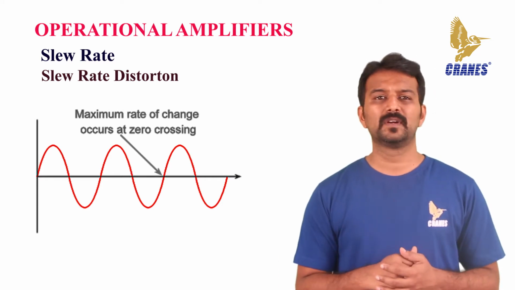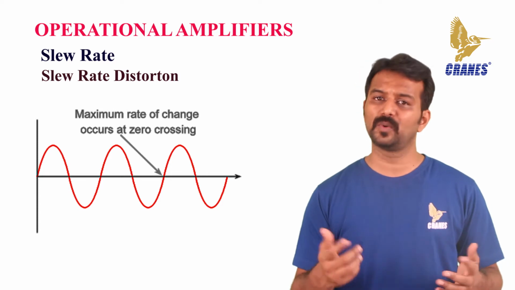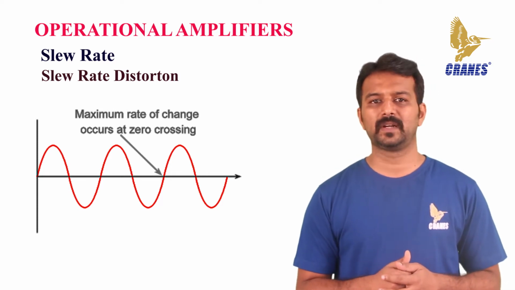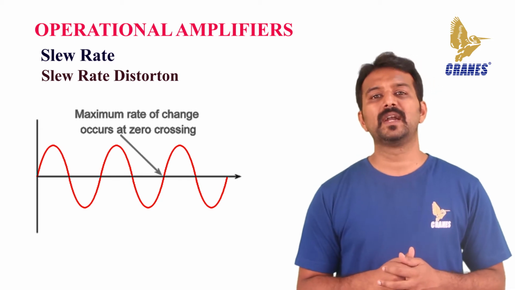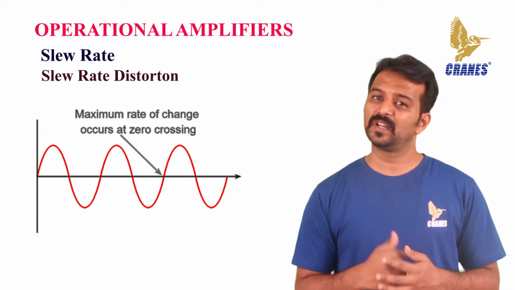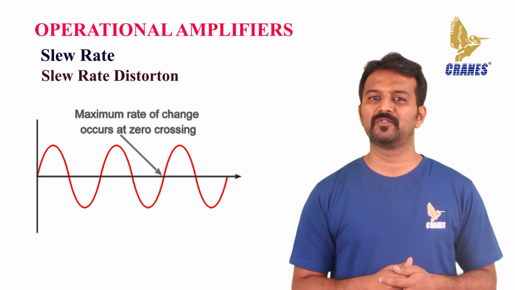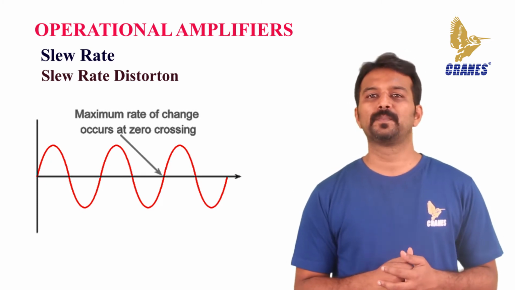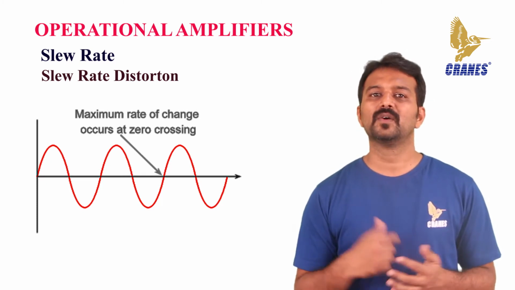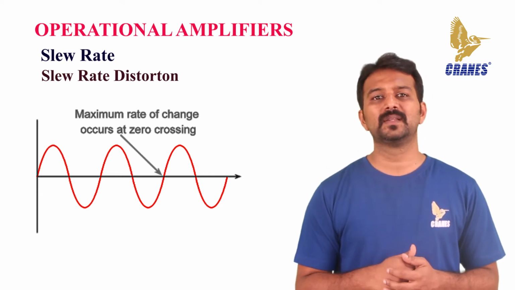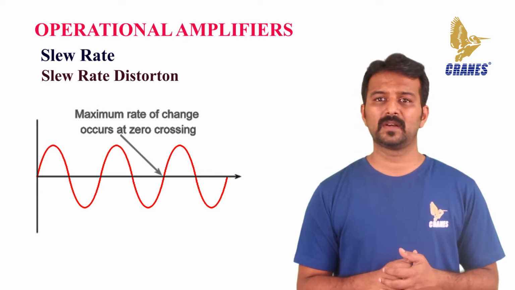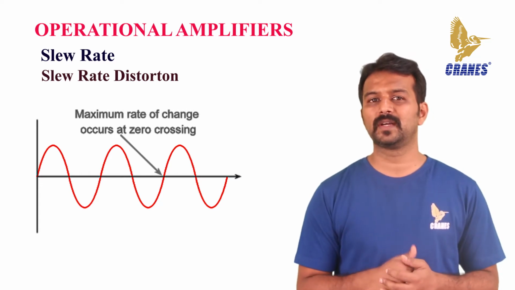It is possible to find the maximum frequency or the voltage that can be accommodated. A sine wave with a frequency of f hertz and peak voltage of V volts requires an operational amplifier with a slew rate of 2 pi f V volts per second. This is required to ensure that the maximum slew rate requirement, which occurs at the zero crossing point, can be met.